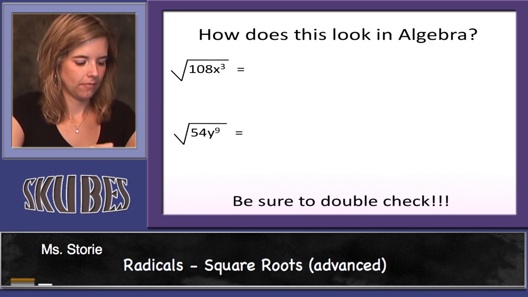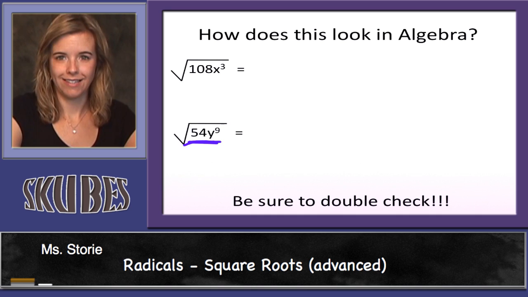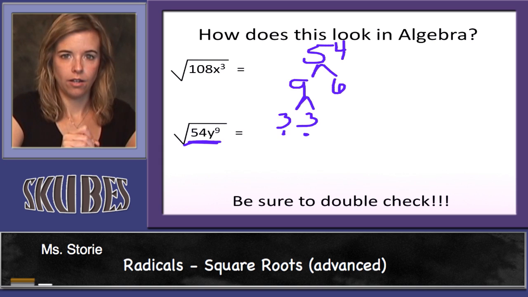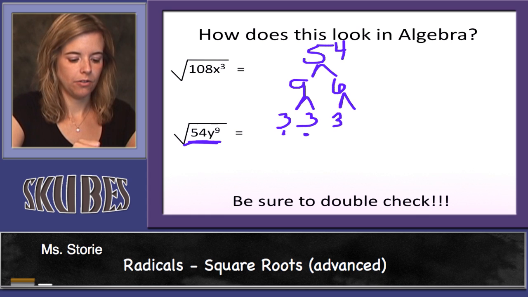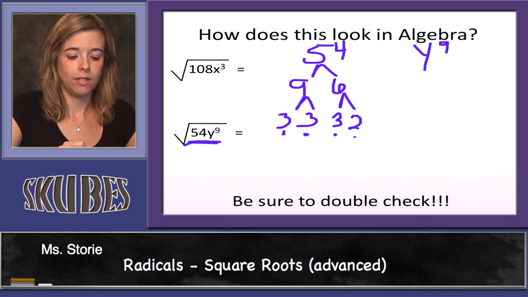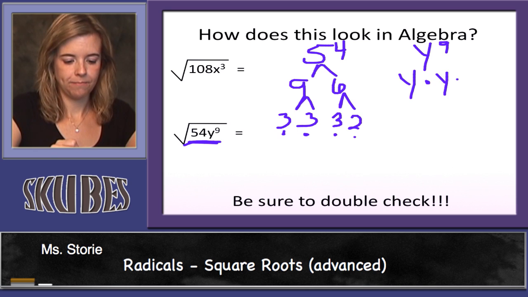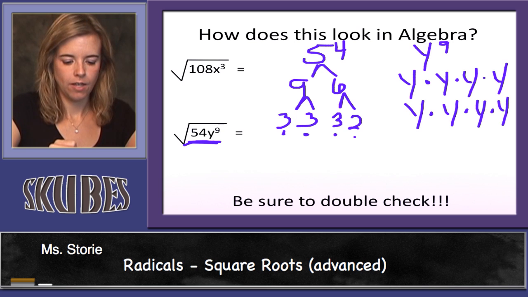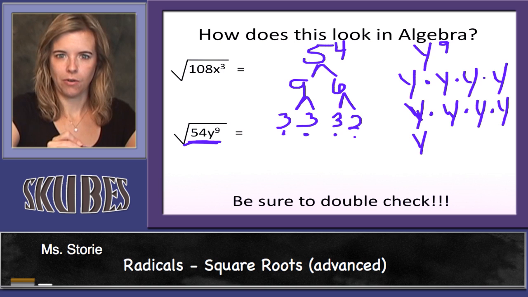Last one. We've got 54y to the 9th. So let's take 54 and break it down. 9 and 6, 3 and 3. So we've got all our primes, and then we've got another 3 times 2. Now y to the 9th, that means that we need to write the variable y 9 times. And yes, you absolutely should write them out, all full 9 of them, so that you don't accidentally forget one and drop one off, and then your answer wouldn't be correct.